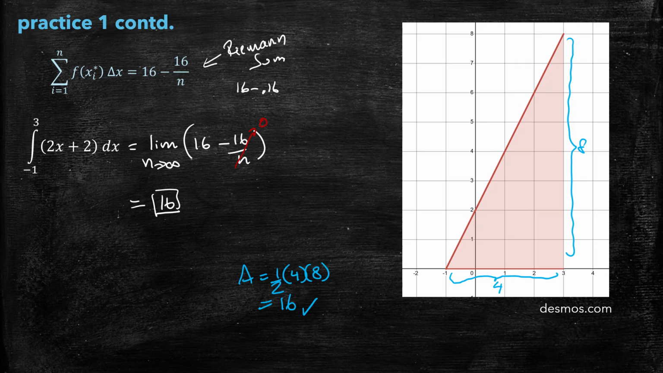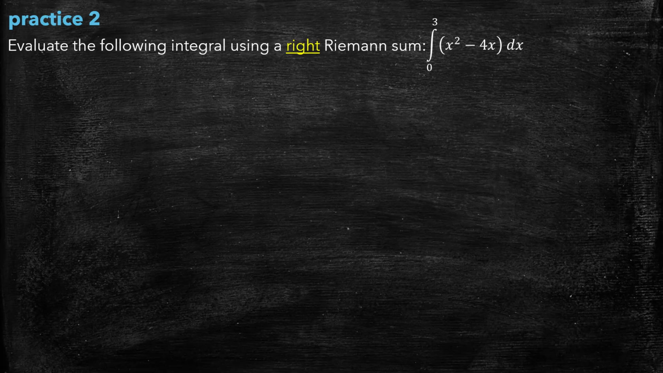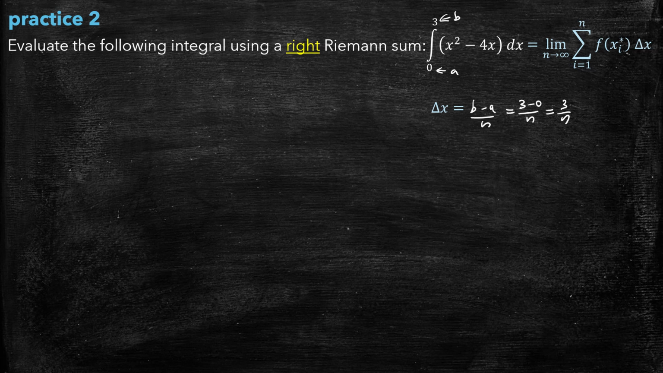Riemann sums. So for our second practice problem, we are going to evaluate an integral using a right Riemann sum. So here's the integral we'd like to evaluate, and here's the definition in terms of a Riemann sum. So we're going to start by finding the components of the Riemann sum. So delta x is b minus a over n, and b is 3, and a is 0. So that's 3 minus 0 over n, which is just 3 over n.